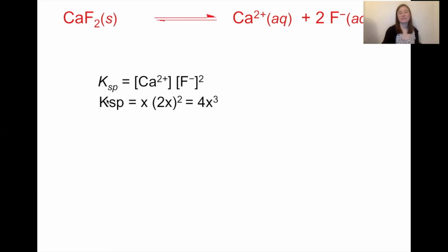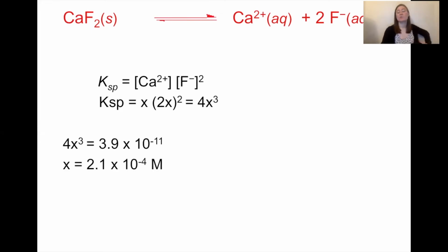We know what KSP is, we're given that in the problem, and so we can go ahead and solve for x. So we've got 4x cubed equals 3.9 times 10 to the negative 11. You solve that for x, you get 2.1 times 10 to the negative 4 molar. That's the concentration of calcium 2+ ions at equilibrium. The concentration of fluoride ions would be twice that, so 4.2 times 10 to the negative 4.